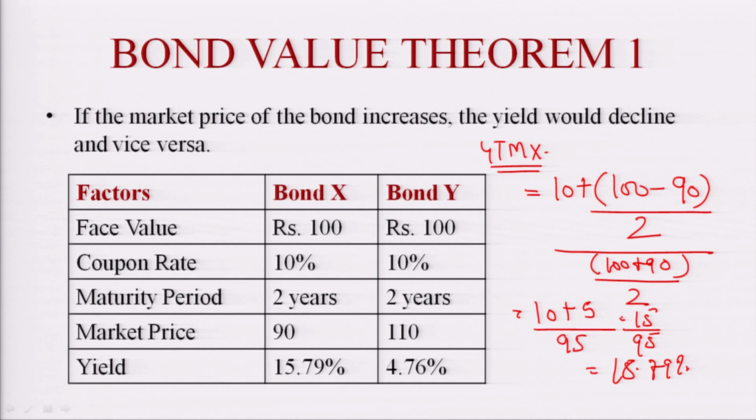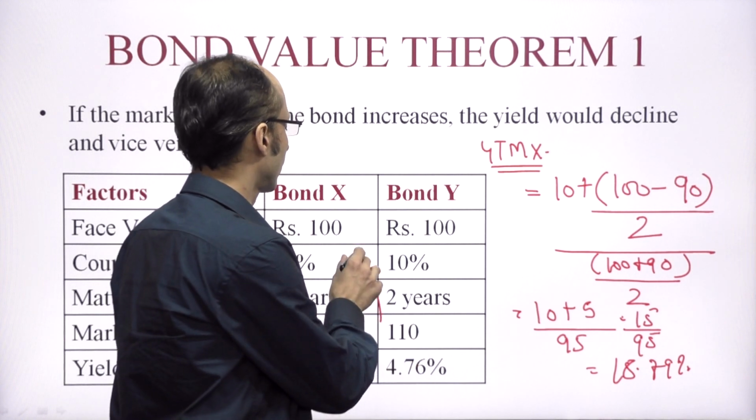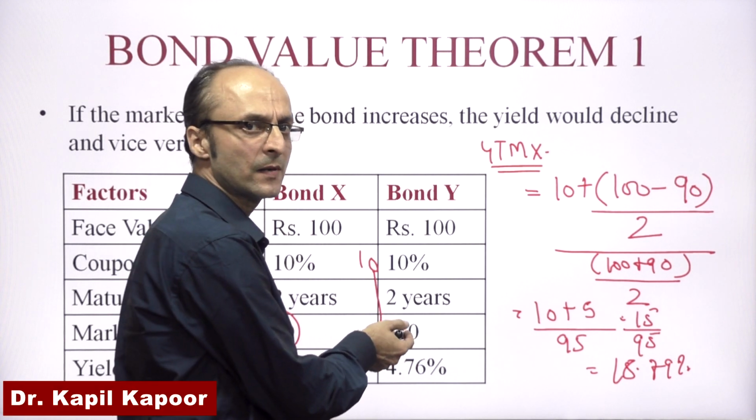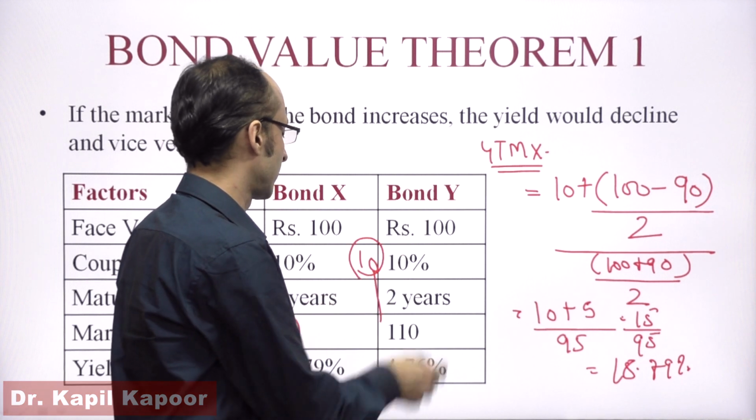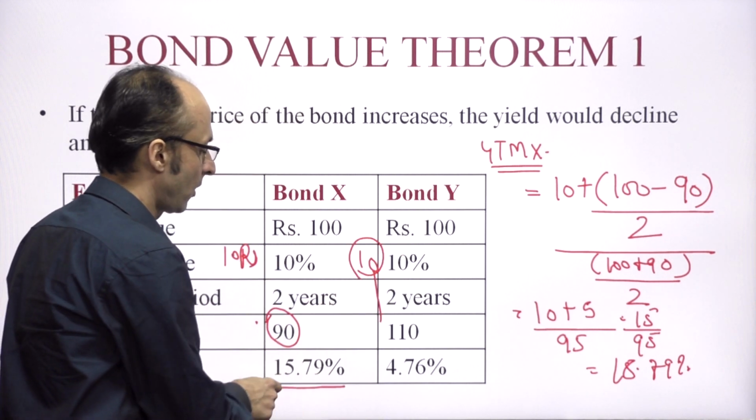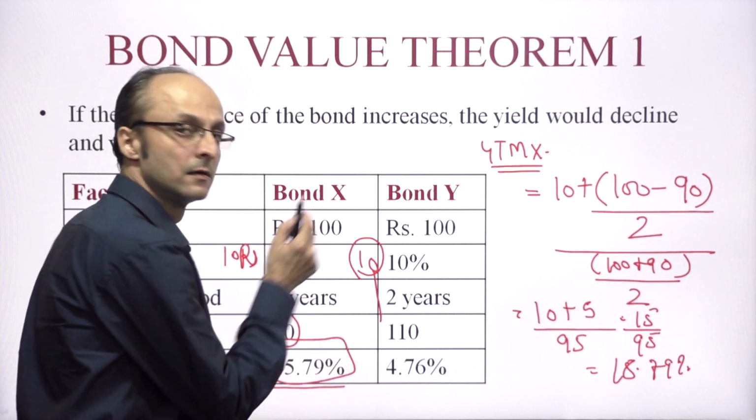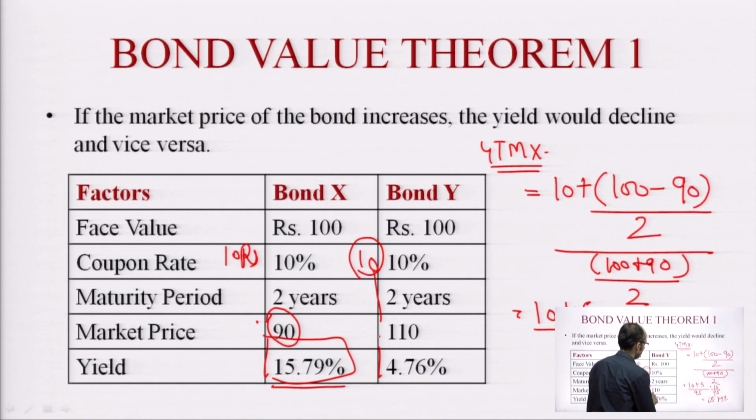Now, similarly, we can calculate the yield of bond Y, which comes out to be 4.76. Why is it declining? As we can clearly see here, if a person is purchasing a bond at a market price of 90, he will get 10 rupees by investing 90. But suppose a person is purchasing the same bond at 110, he will get 10 rupees. So his investment has increased, but he is getting just 10 rupees. That's why in this case bond X is giving a greater yield in comparison to bond Y.